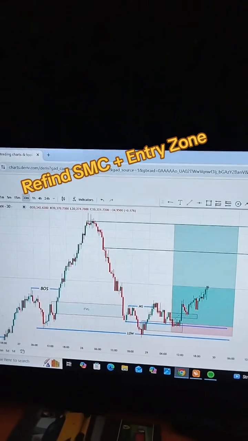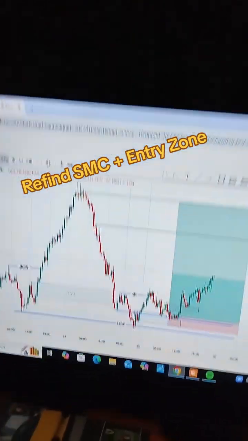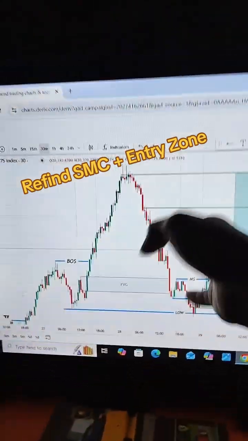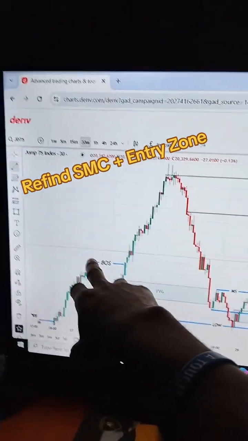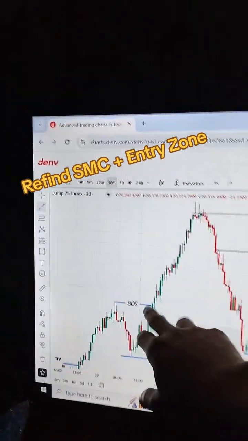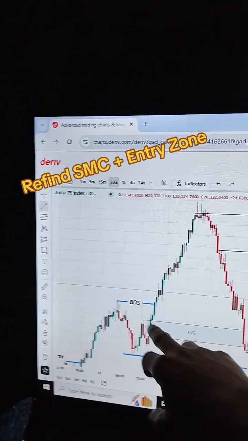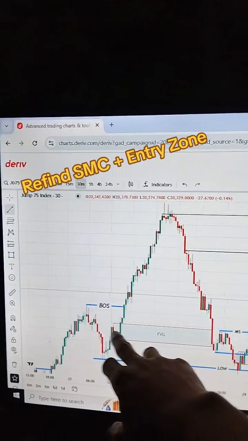So in SMC, what do we always want to identify first on our charts? What we want to identify first is always where we have our break of structure. Check out the trend, pull out where you have your break of structure. When the market breaks a structure, there is always a gap. I always say this: when the market breaks a structure, there is always a gap, and this is the gap here.